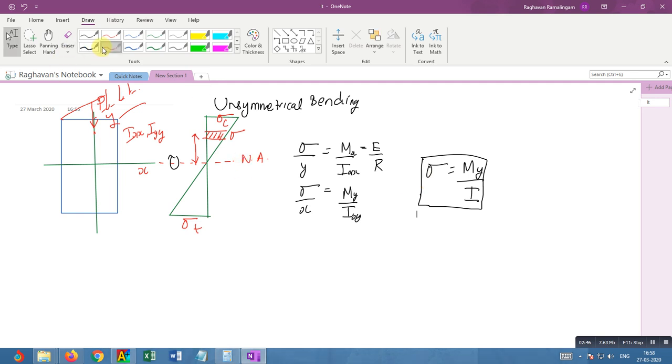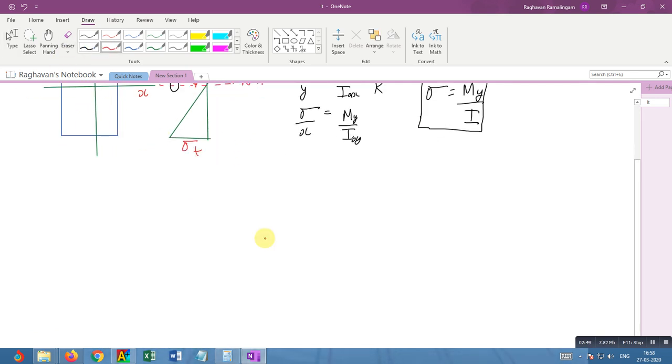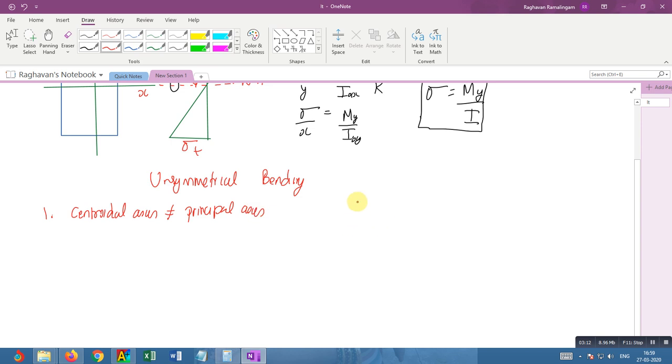The only thing that you should know is where unsymmetrical bending arises from. Unsymmetrical bending arises from two things. The first place where it arises is if your centroidal axes are not your principal axes. The second place where it arises is in case your loading is not through a principal axis.